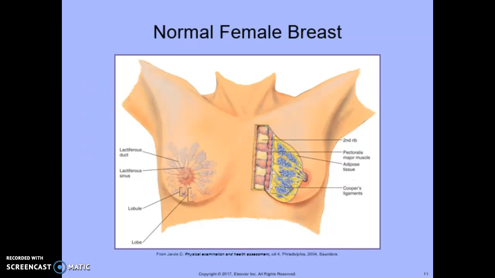In figure 17.3, we're looking at the normal female breast tissue, so take a look at this more closely in your book and read the sections with it. There are 4 hormones that control the mammary gland. They're estrogen, progesterone, prolactin, and oxytocin.